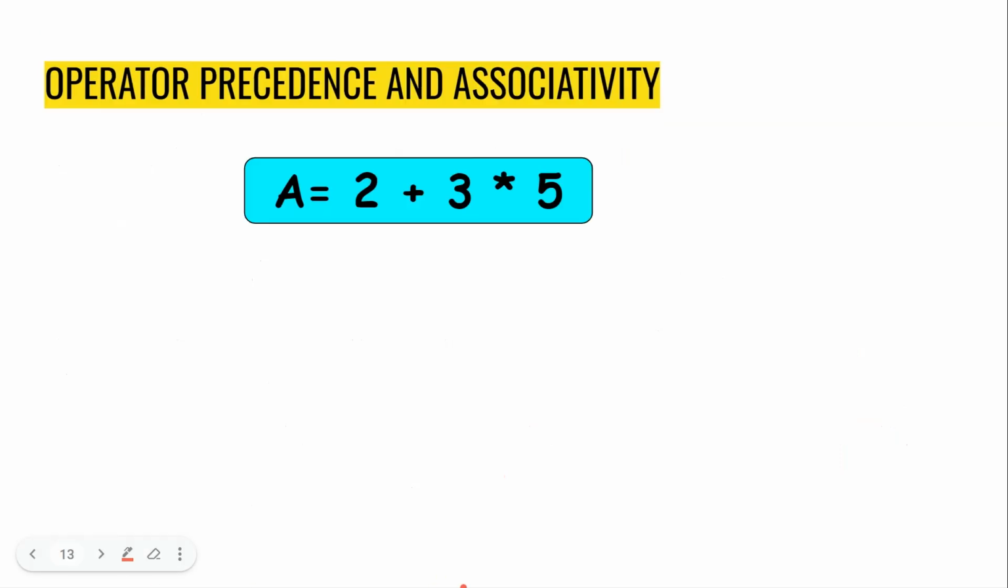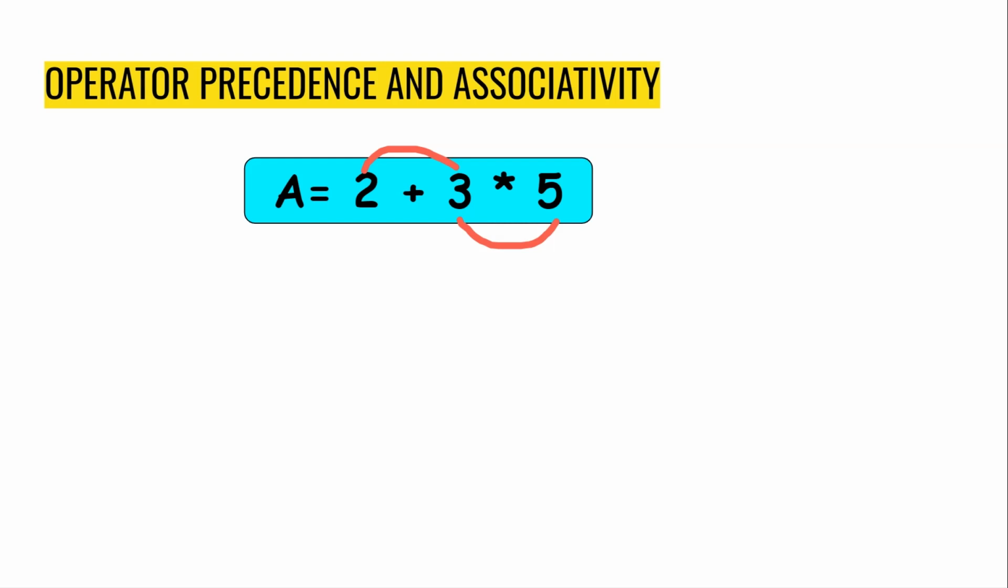Now let us discuss operator precedence and associativity. Consider this expression: a is equal to 2 plus 3 into 5. In this expression, which sub-expression will be evaluated first? Whether 2 plus 3 will be evaluated or 3 into 5 will be evaluated. So this is where operator precedence comes to the rescue. Operator precedence is used to determine how an expression involving more than one operator is evaluated. In this example, we have two operators, plus and multiplication. Which one is evaluated first will be decided by the operator precedence.